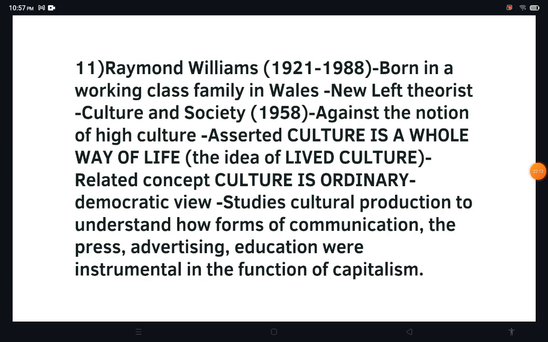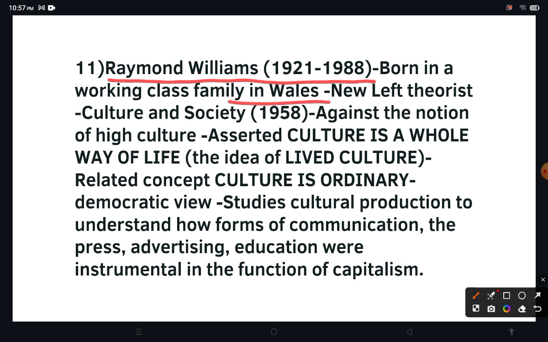Then see our most important writer and theorist, Raymond Williams. He was born in 1921. As I know, E.P. Thompson was born in 1924 and he was born in 1921, and died in 1988. Born in a working class family, a New Left theorist, his important work Culture and Society, 1958.